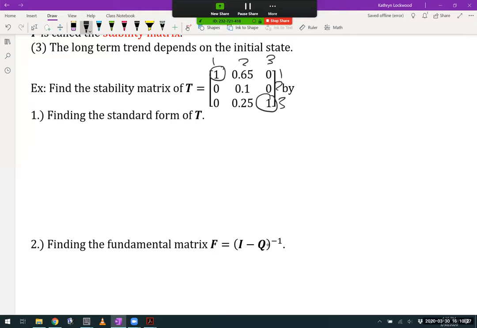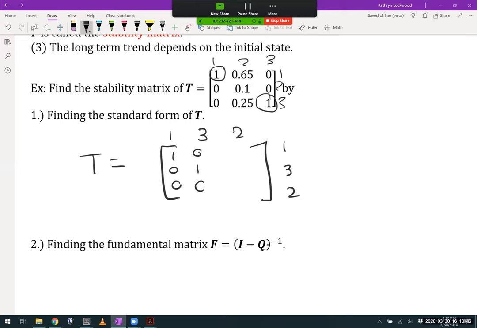Now we'll start by finding the standard form of T, which means bring all the absorbing states up front in your transition matrix T. Our absorbing states are 1 and 3, so we'll put them first and then leave 2 until the end. Because 1 and 3 are absorbing states, their columns contain a 1 on the diagonal and zeros everywhere else. For the column for state 2, we'll have to rearrange the entries, the probabilities. The probability of moving from state 2 to state 1 is 0.65. State 2 to state 3 is 0.25. And state 2 to itself is 0.1.